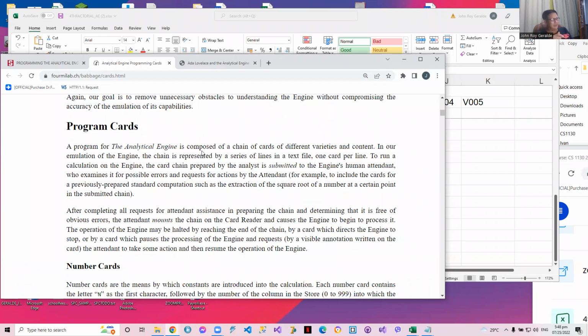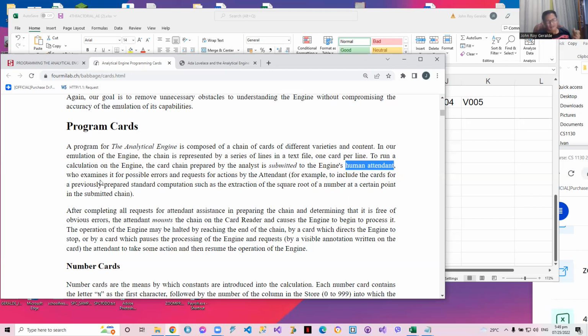Before the program is run, the program is written on a series of punch cards, right? Okay. The program is written by an analyst. Okay. Analyst ito. The analyst then was actually the programmer. Do you follow? The program written by the analyst is prepared on a chain of cards, and it is then submitted to the engine's human attendant. The human attendant examines it for possible errors and requests for actions by the attendant.